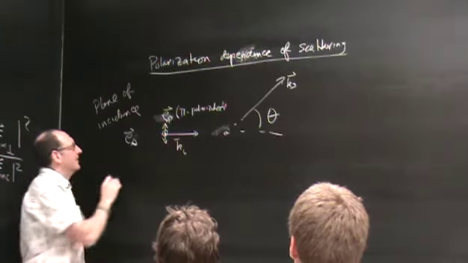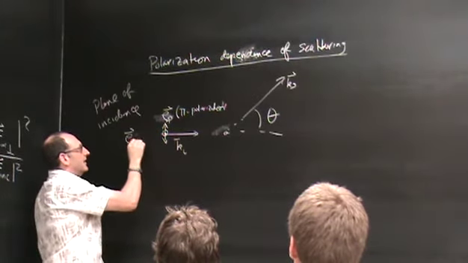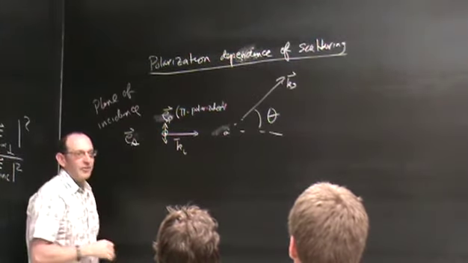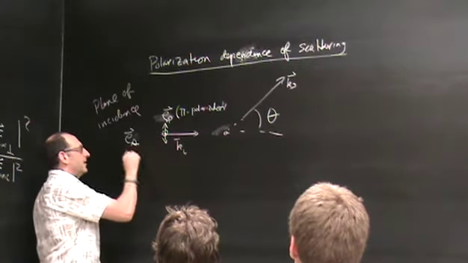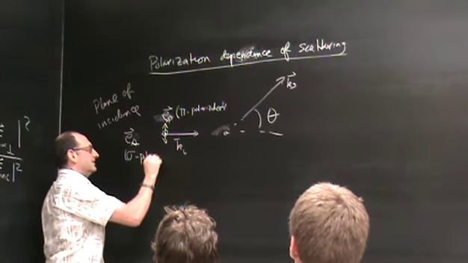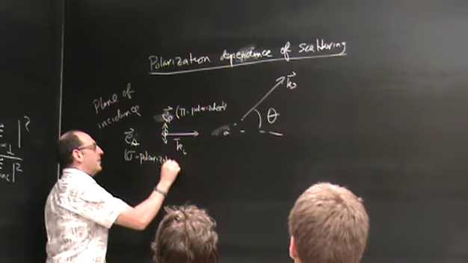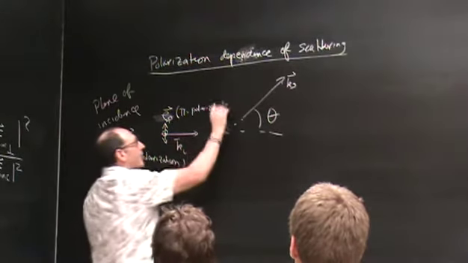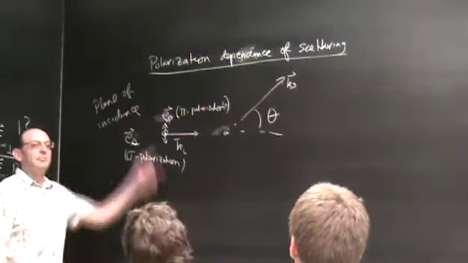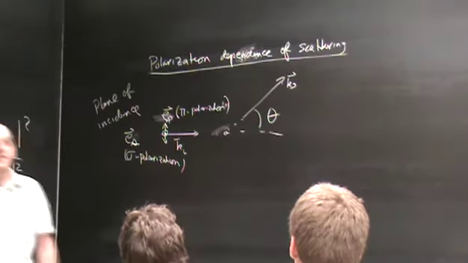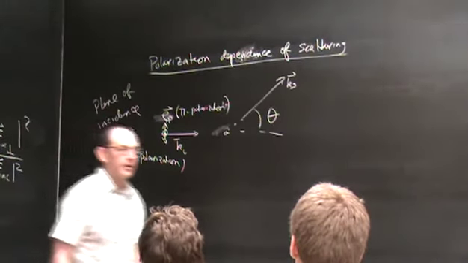Okay? Which is not to be confused with the scattered polarization; this is all called sigma. So there's pi and sigma, having to do with whether the polarization is parallel or perpendicular to the plane of incidence. Okay?